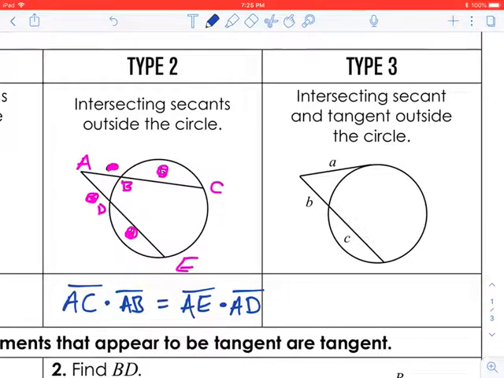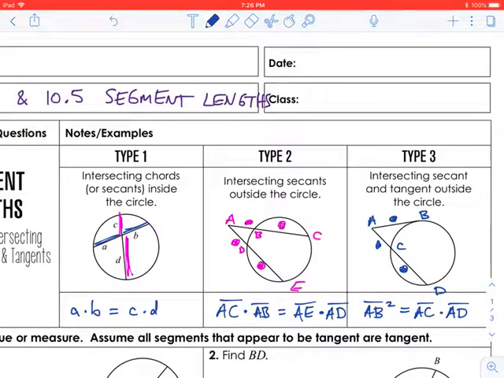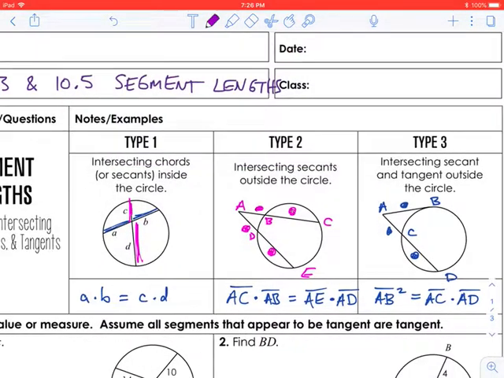And then the last one is a secant with a tangent line. And so when you have something like this, we're going to have kind of the same situation. So on your paper, you already have these labeled. So A, let's call that B, and then call this D, and then this point is C. So in this case, we're taking the tangent line, which is AB, so it's AB squared equals kind of the same situation. The small part, AC, times the whole thing, AD. Okay, and so those are basically your three types of segments that you might run into.